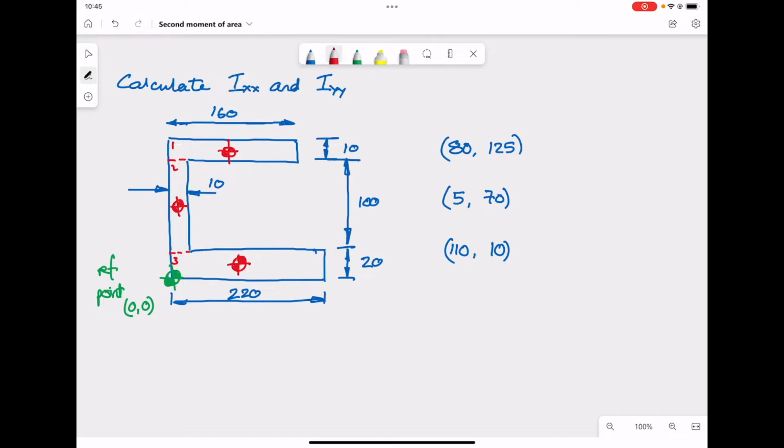Underneath each of the set of coordinates, I'm going to write in X and Y, but for the first set, I'm going to write in X1 and Y1 because they relate to the first rectangle. Underneath the second pair, I'm going to write in X2 and Y2. They relate to the second rectangle. And for the third set, X3 and Y3.